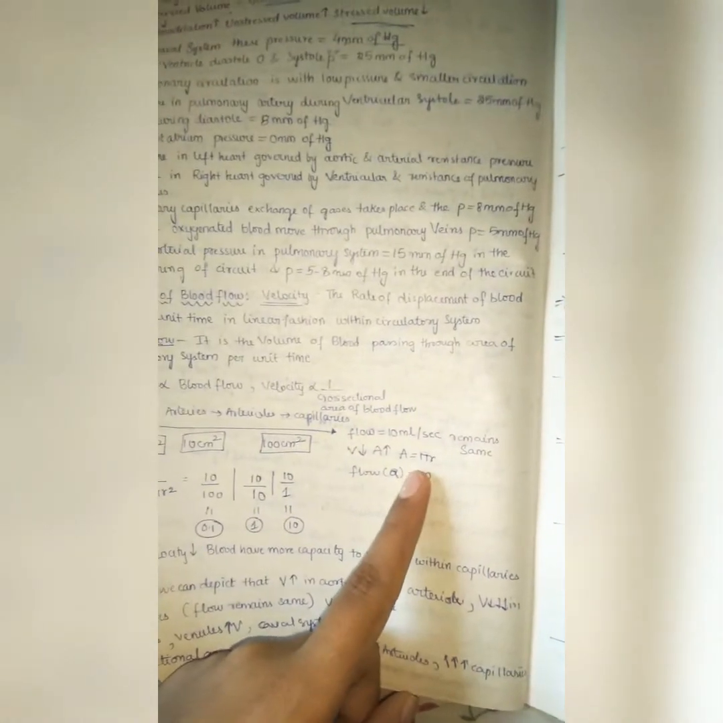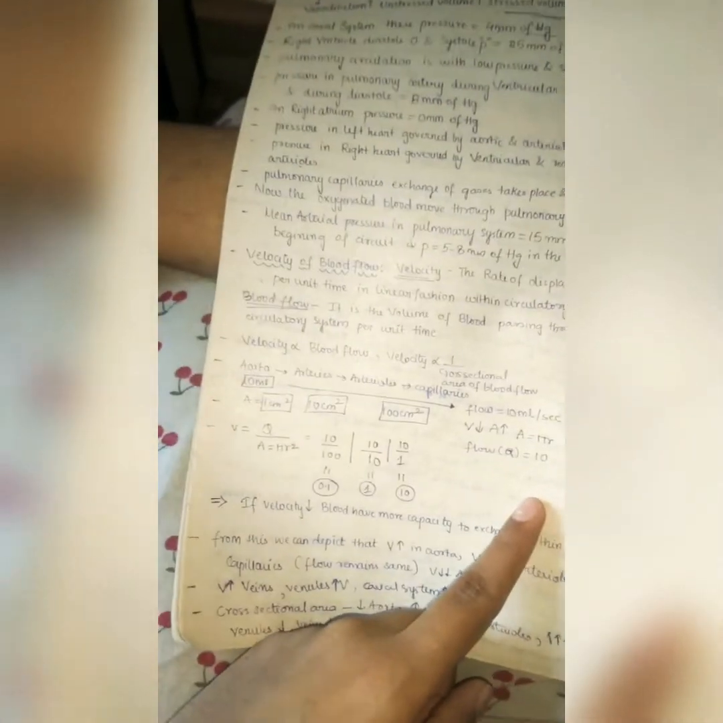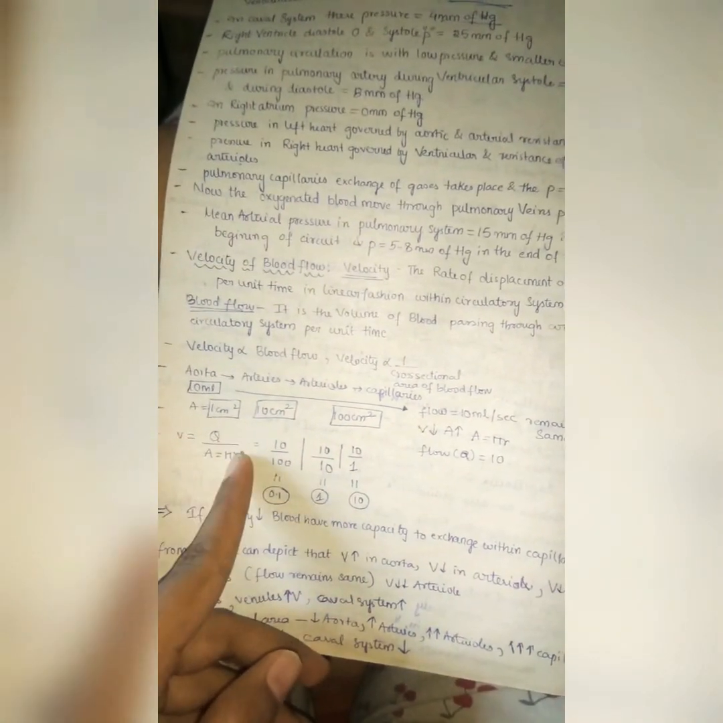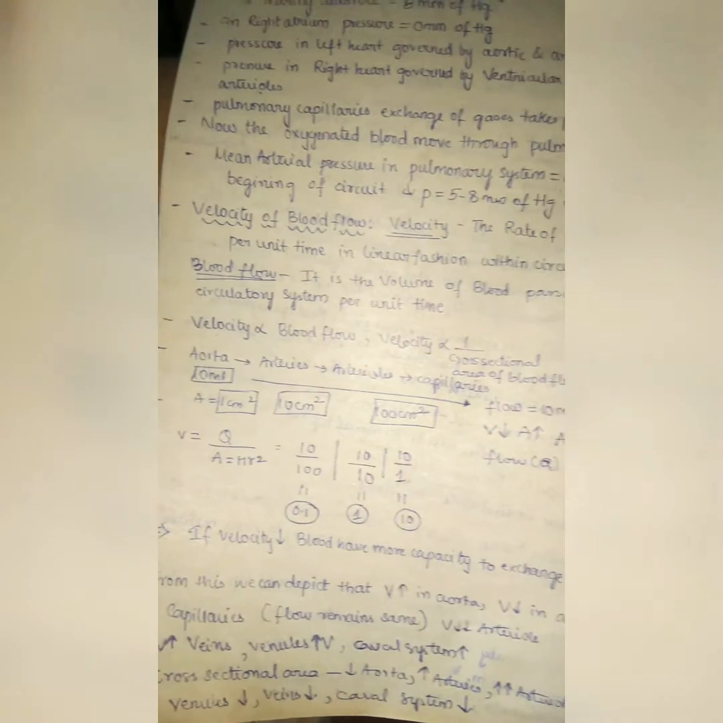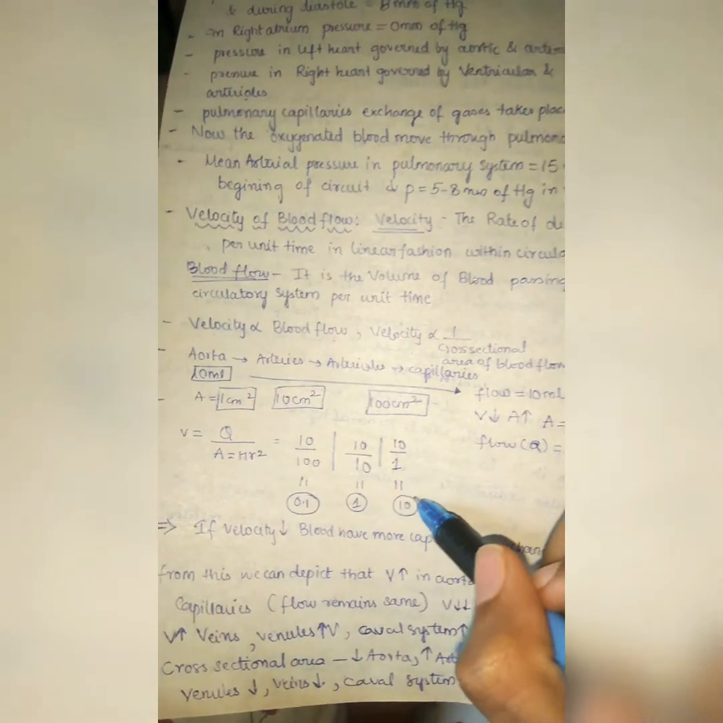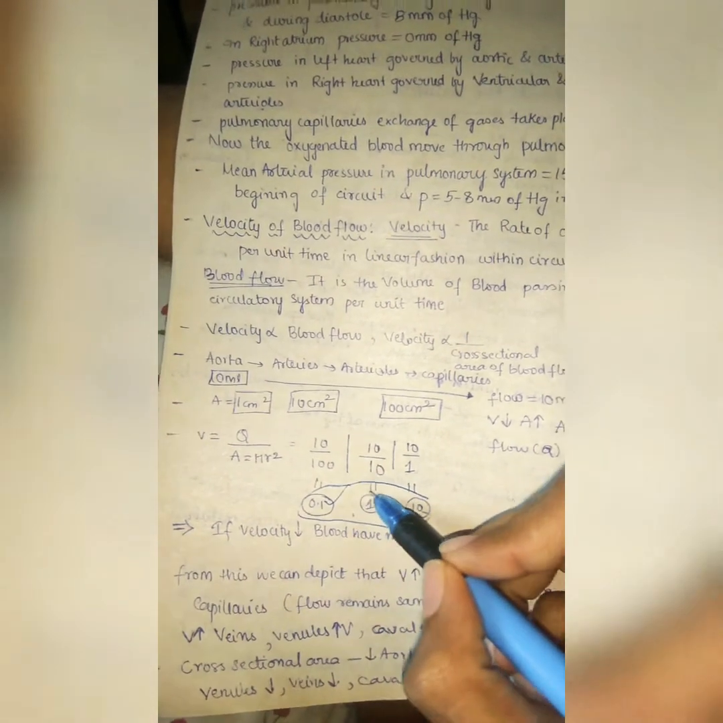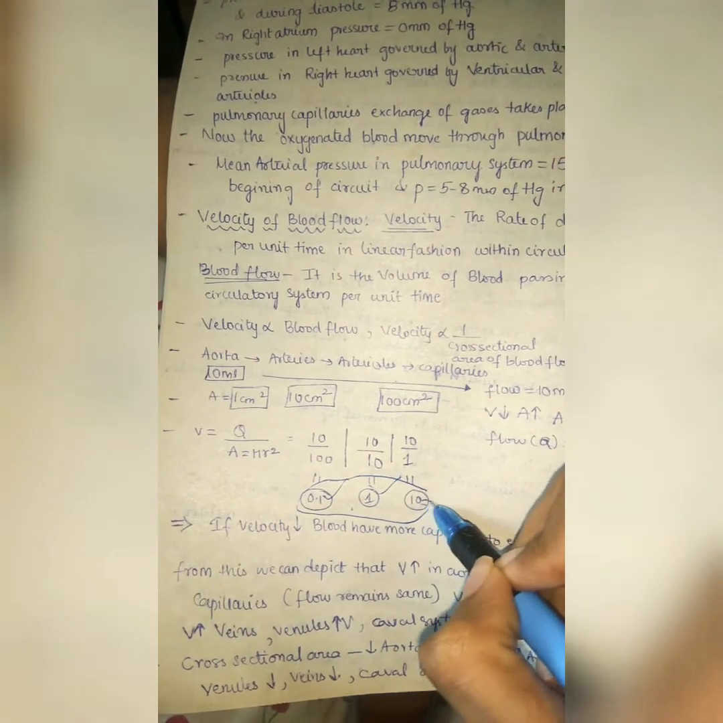For the area we have a formula: area is equal to pi r squared, and flow Q is equal to 10. Let us substitute in this formula. V is equal to Q by A, where A is pi r squared. For the aorta it is 10 by 100, for the second one 10 by 10, and for the third one 10 by 1. So if you take the values, for the aorta it's 0.1, for arteries it's 1, and for arterioles it's 10.